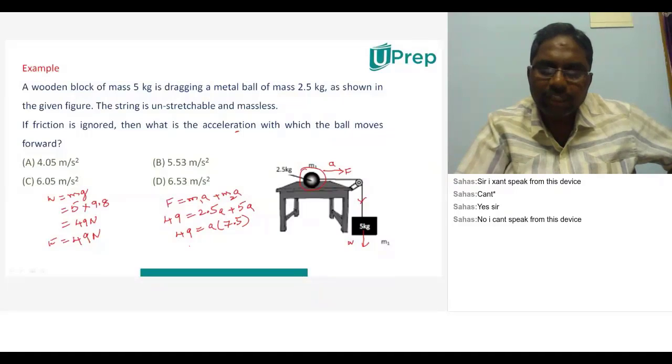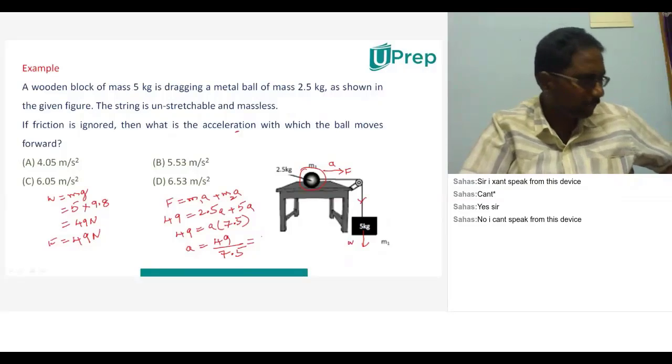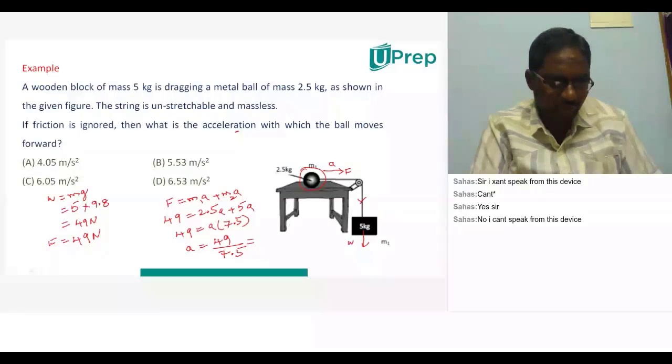Now acceleration a is equal to 49 divided by 7.5. How much will it be? 49 by 7.5, once you calculate. Bhumika, can you listen to me?